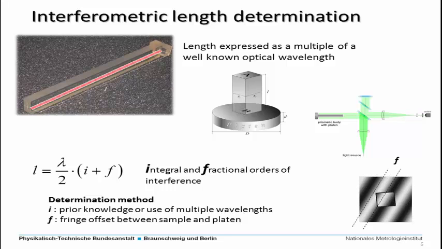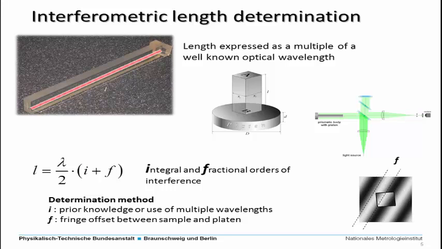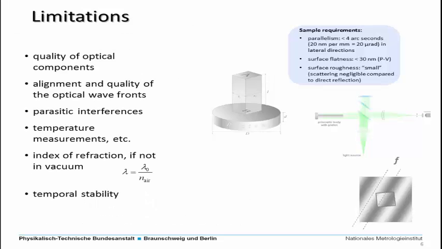This integral order of interference can be derived from different types of measurements, or in our case by using multiple, different wavelengths. There's a special technique called the method of exact fractions, and this can be used in a certain range of length to determine this integral order of interference. And as I already showed in this picture, the fractional order is directly derived from these interference patterns. There are, of course, some limitations.